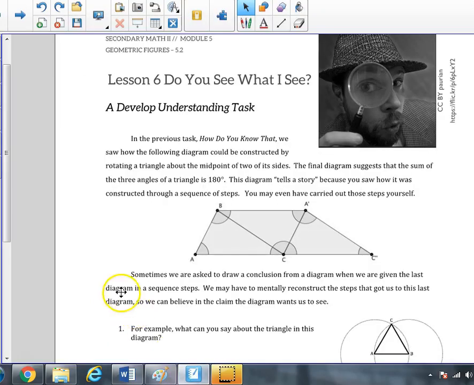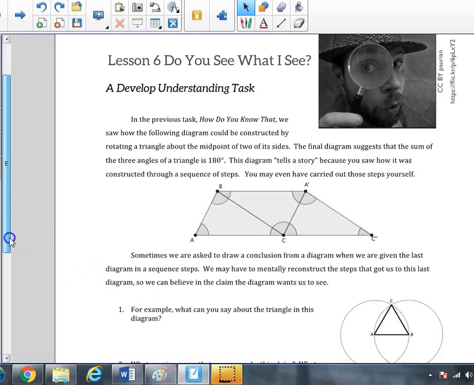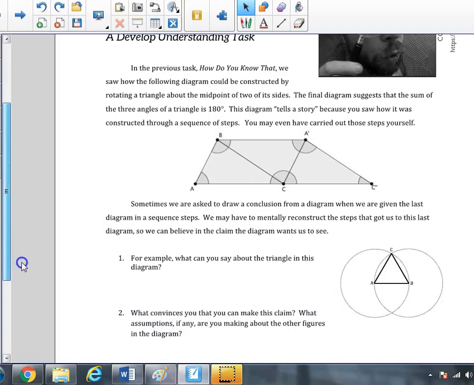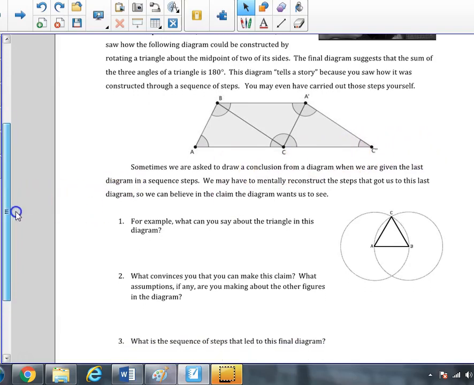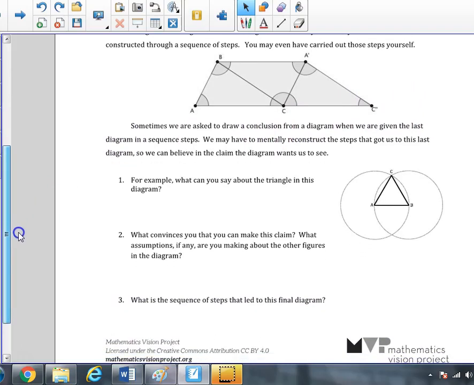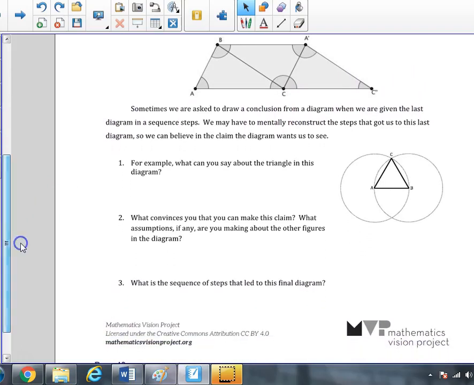In Lesson 6, the first part showed us that diagram from the previous Lesson 5, where we then concluded that the sum of the angles in a triangle is 180 degrees. In number 1, 2, and 3, we were given a diagram, and we looked at the diagram and saw that it looks like an equilateral triangle.